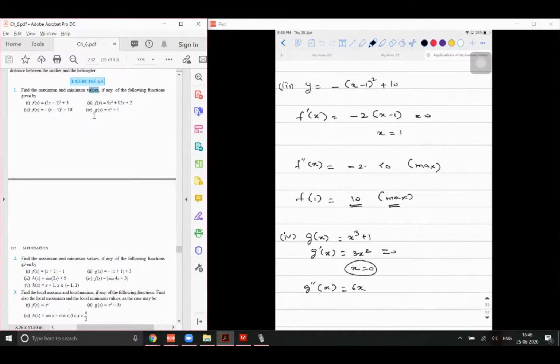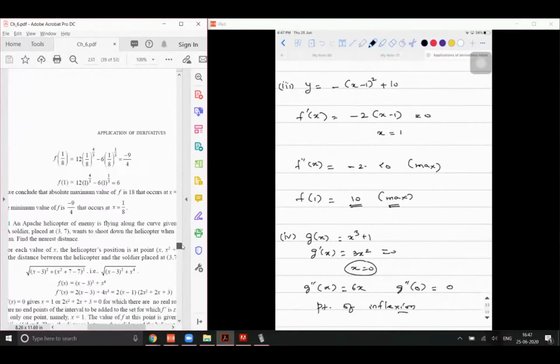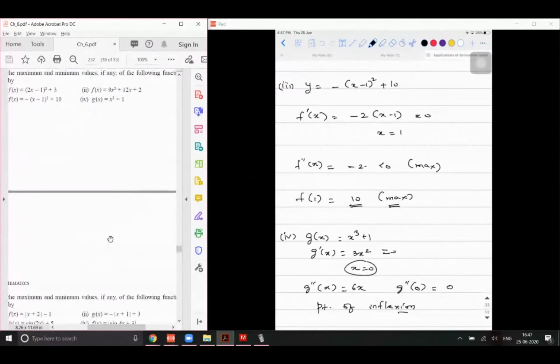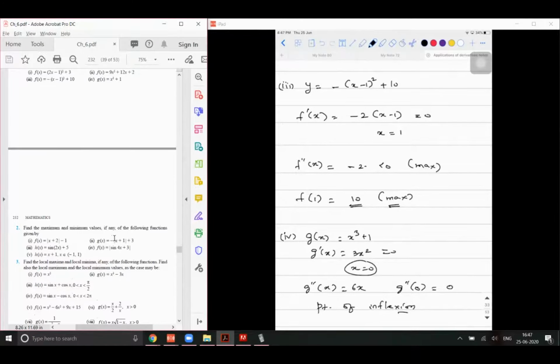So g double dash of x is 6x. What is g double dash of 0? It is 0. So what is the meaning of this? Point of inflection. That is why I was thinking, why did they give the word "if any"? So the justification to this term is also done. Generally, these cubic equations, x power odd numbers will have this kind of a point only, because they are continuously increasing or decreasing functions.